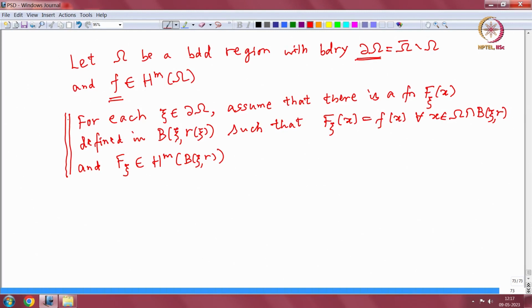Okay. So, just remember this, we are going to assume this in the next theorem. Okay. So, we call f_j an extension of f into this ball, into B_j.